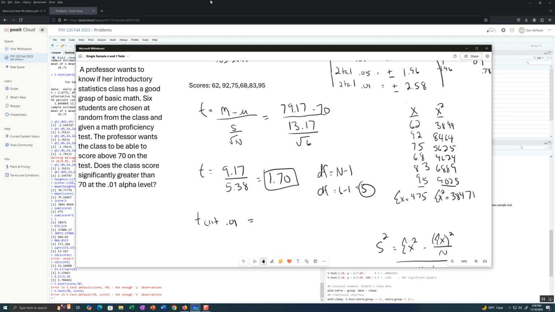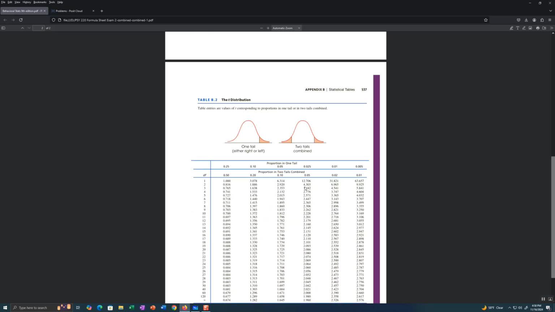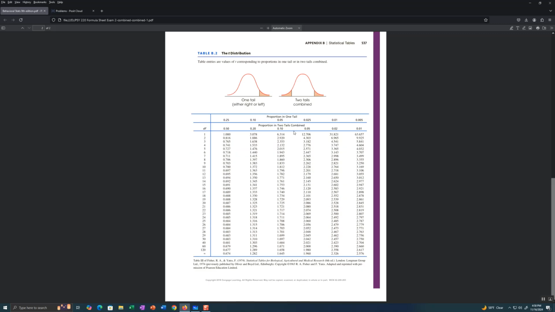So I have to find the table. So here's your formula sheet and table. I want one-tailed because it's directional. We're looking for greater, so you're going to use the top row here. We want 0.01 in the top row. And I want 5 degrees of freedom, which is right about here. Right. 3.365 positive. 3.365.